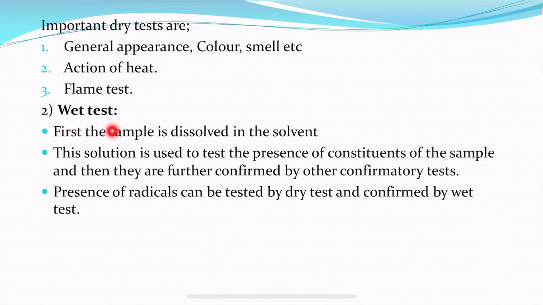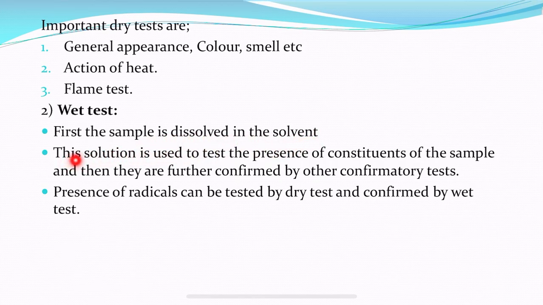And the second type of test is the wet test. As the name itself says, in wet tests, first of all the sample is dissolved in a solvent. That means we have to prepare the sample solution. Here we cannot directly use the given sample to do the tests. First the given sample has to be converted into a sample solution.